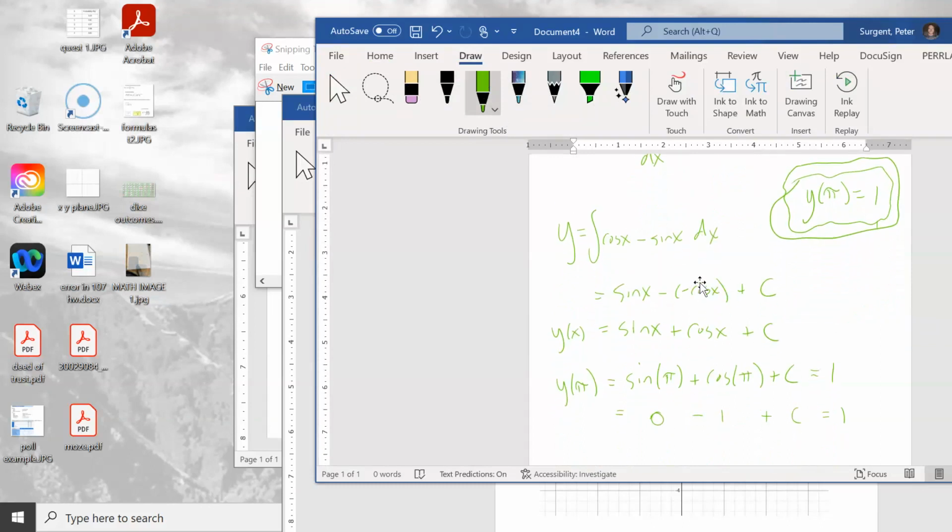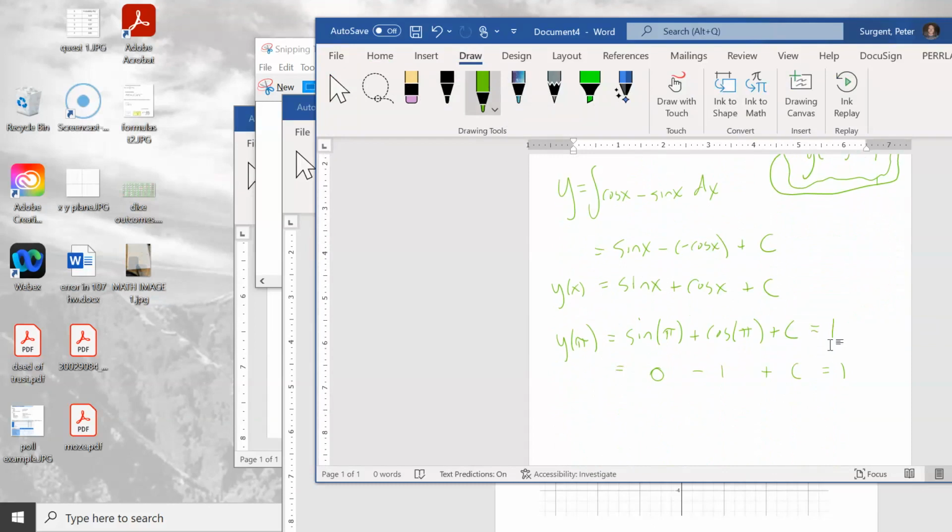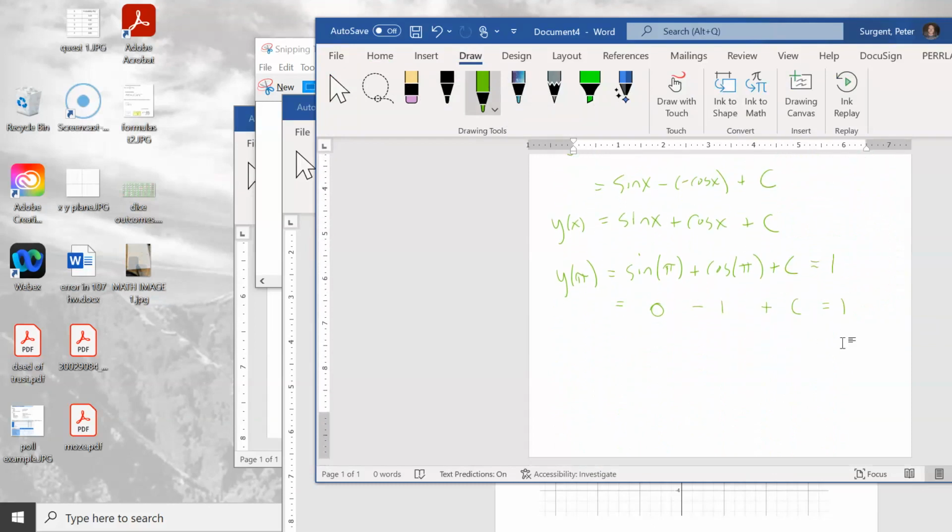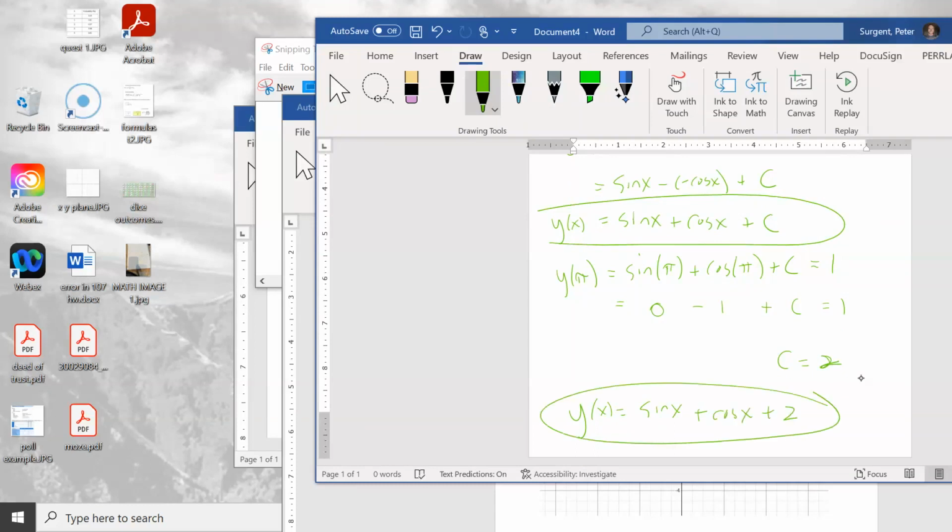Kevin took the proper antiderivatives. Antiderivative of cosine is sine. Antiderivative of sine is negative cosine. So we get a plus there. Very good. And then we got some agreement on C being 2 after I rewrote my problem. And then we're done. So y of x equals, go back up to this line, sine x plus cosine x plus C, which we decided was 2. Okay, good.